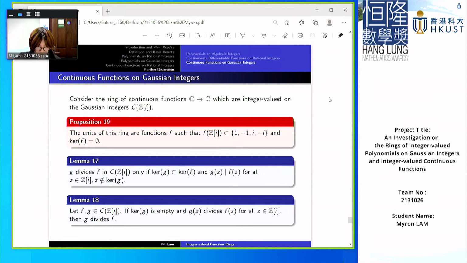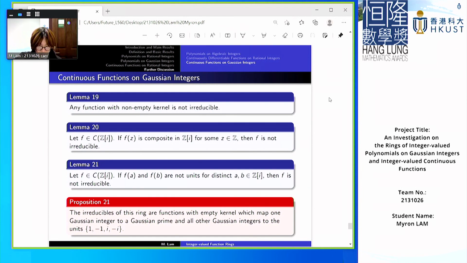Lastly, consider the ring of continuous functions which are integer-valued on Gaussian integers. The units of this ring are functions with empty kernel that map Z[i] to plus or minus 1 or plus or minus i. And the conditions for g to divide f are the same as C(Z). The irreducibles of C(Z[i]) are functions with empty kernel which map one Gaussian integer to a Gaussian prime and all other Gaussian integers to the units.